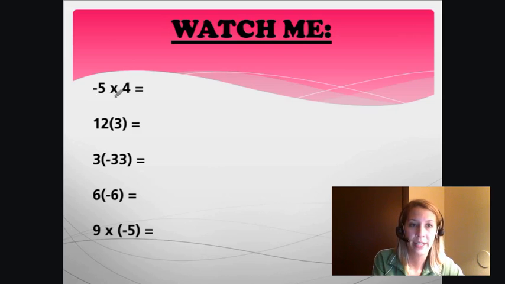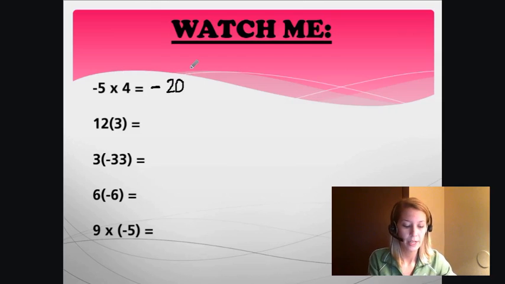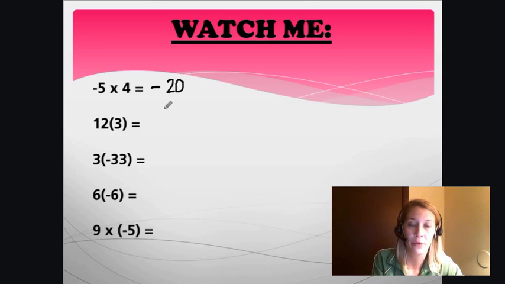Here we have negative 5 times 4. I already know right here that since my values have a different symbol, one of them is negative and one of them is positive, I know that my value is going to be negative. And 5 times 4 equals 20. Next, I have 12 times 3. They have the same sign. They're both positive, so I know that my product is going to be positive as well. And 12 times 3 equals 36.